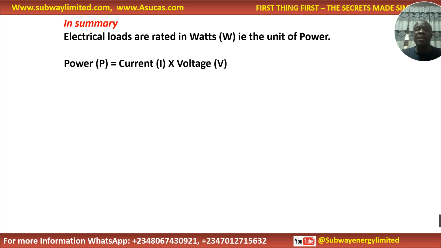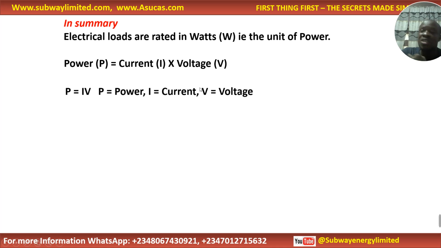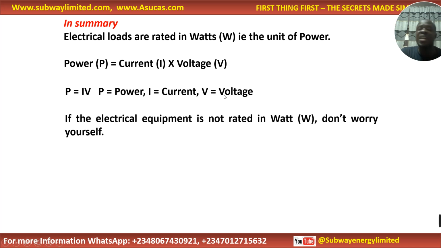Then power is equal to current multiplied by voltage. That is P is equal to IV. P is for power, I is for current, V is for voltage. So what happens if the electrical equipment is not rated in watts? Don't worry yourself, please. If you go for a power audit and you see electrical loads that are not rated in watts, don't just worry yourself. There is a solution.